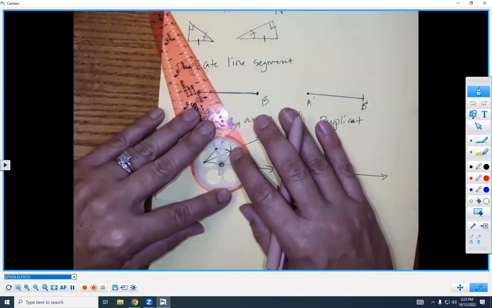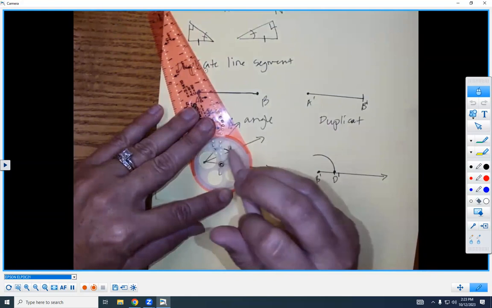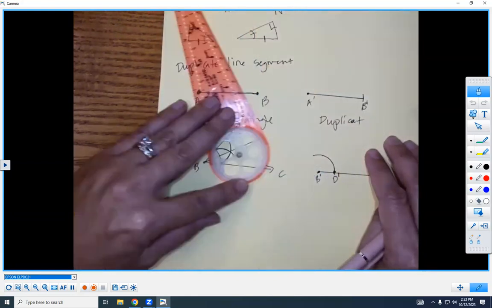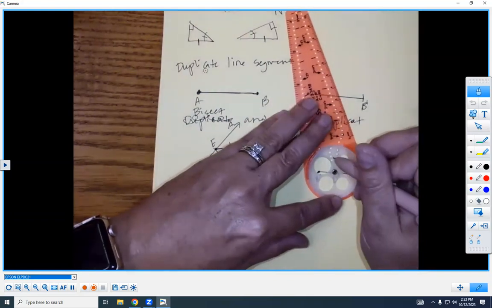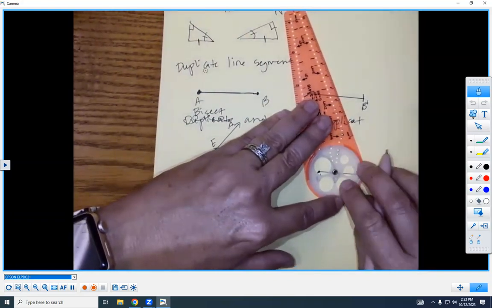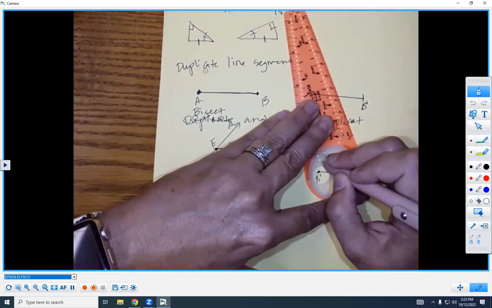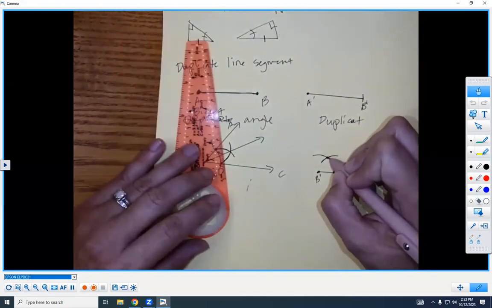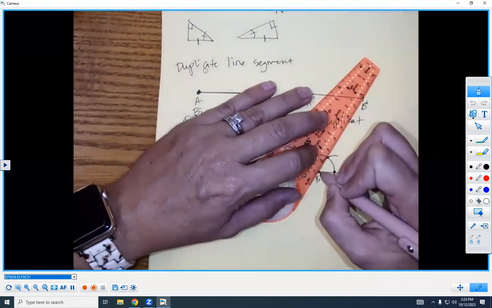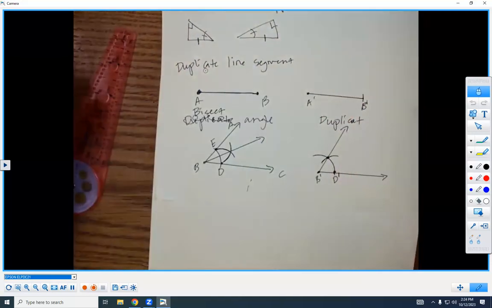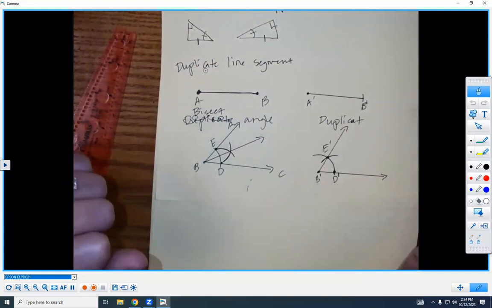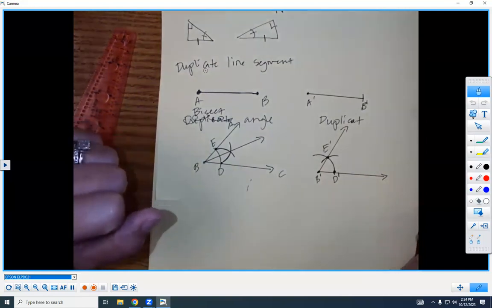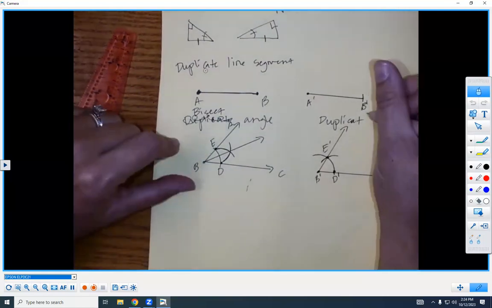Sure, it'd be that one. So now it would be... I forgot it already. Let's try again. The second one here would be this point right there. And so that is the duplicated angle, something similar to that. So that's bisecting and duplicate.